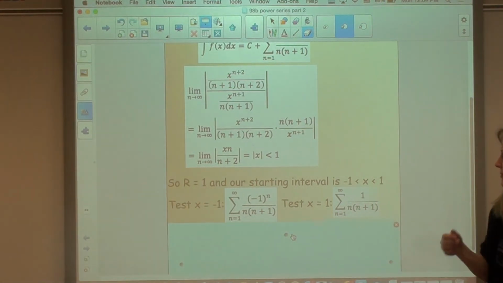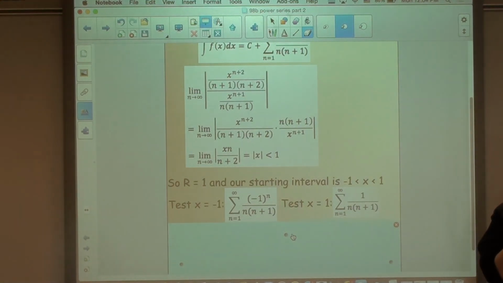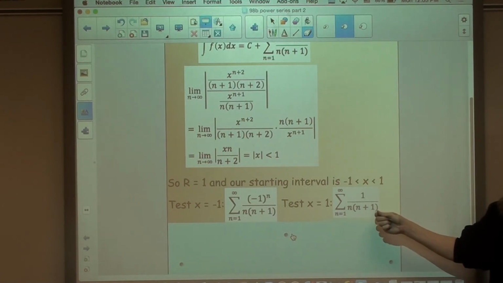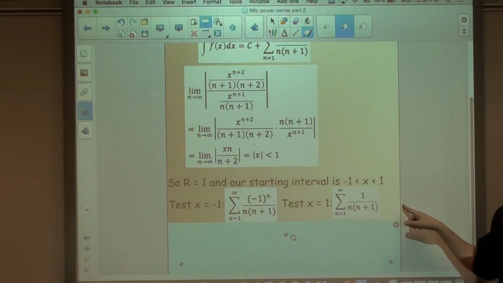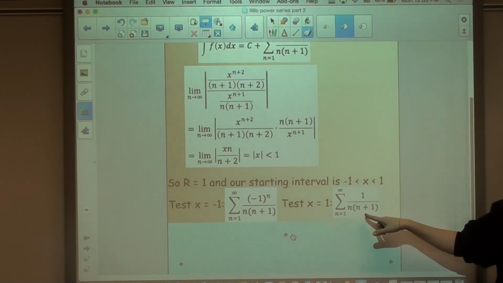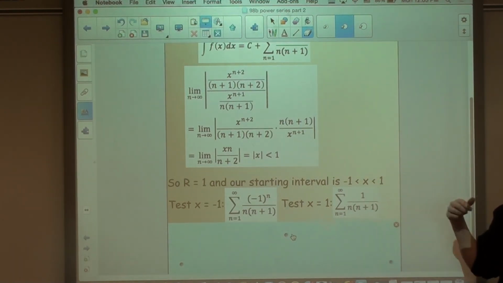You try the 1. Direct comparison test is your best bet, right? That's the easiest one to compare to, because if you compare it to 1 over n squared, this one's always less than 1 over n squared, because this is 1 over n squared plus n. Because this one is always less, does 1 over n squared converge or diverge? Converge. P-test tells you that 1 over n squared, with p greater than 1, converges.